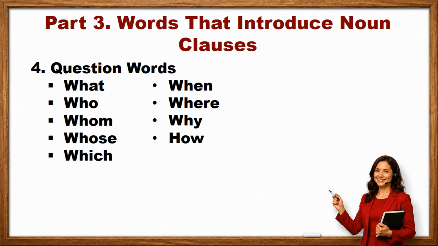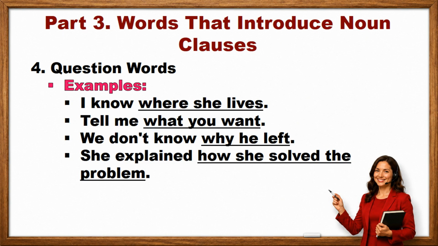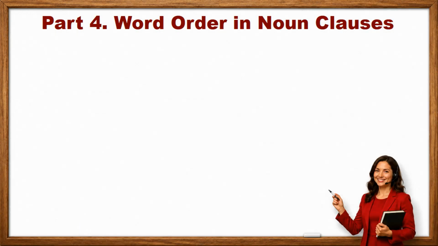Why? How? Examples. I know where she lives. Tell me what you want. We don't know why he left. She explained how she solved the problem.